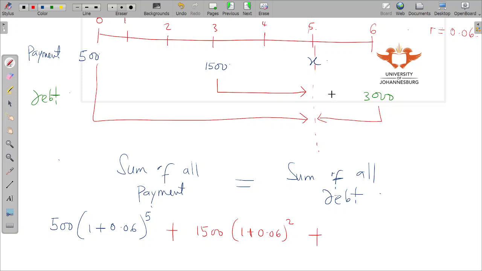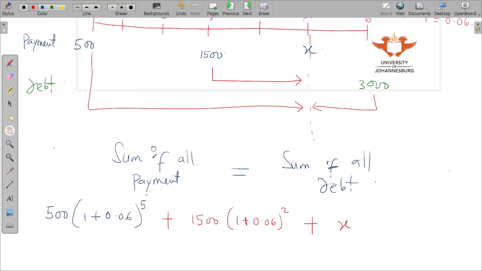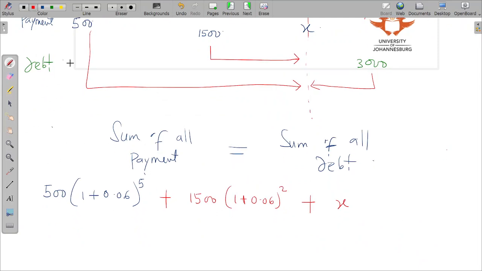Then plus this x, which is a payment, so it will be x. If you like, you can say 1.06 raised to power 0, but since anything raised to power 0 is 1, we ignore that. So it's a standalone x, that is the payment. Then it must be equal to our debt.